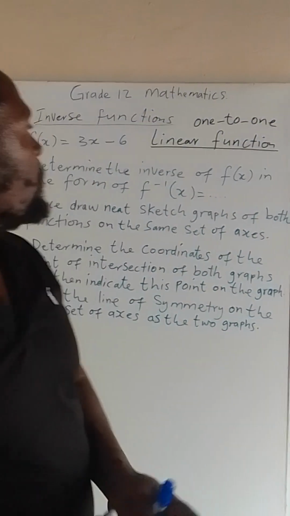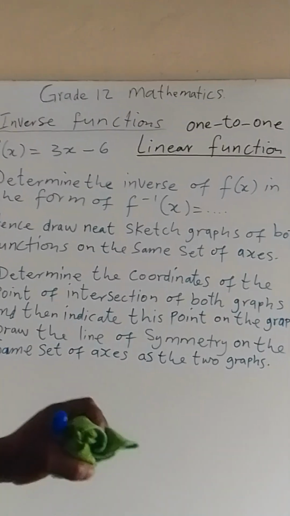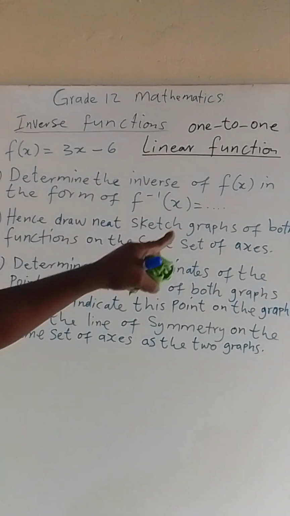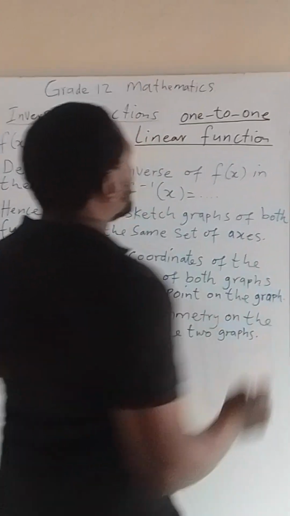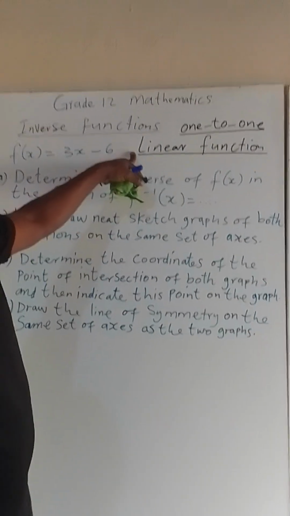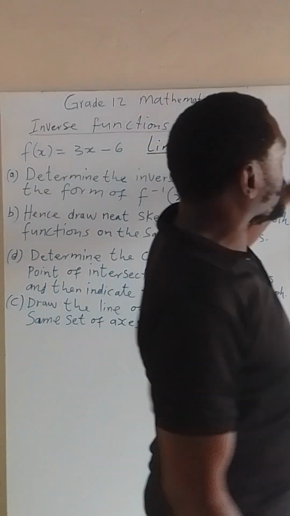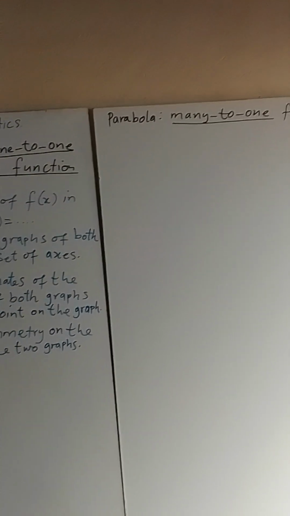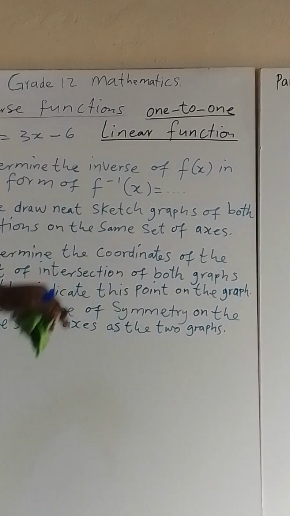I'm coming again with the same topic, the inverse function. Now we are going to see the practical example of the linear function, where it is a one-to-one. Remember, a one-to-one is only found on the linear function, and the parabola is going to map many to one, which is still also a function. But now we are dealing with the linear function. We are given f(x) = 3x - 6.